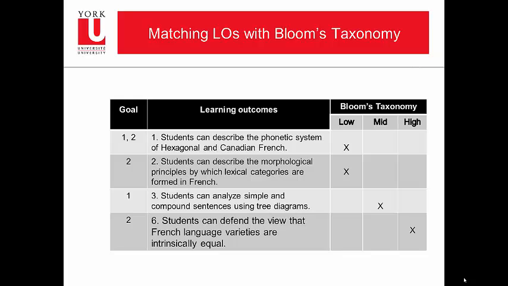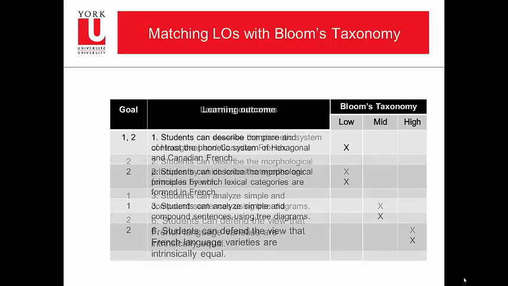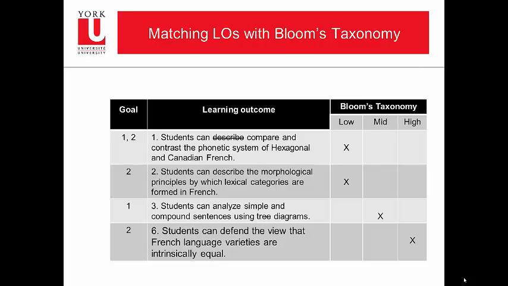This exercise helped me realize that some of my learning outcomes were setting low expectations, whereas my goal was to target mid and high levels of understanding. I had some at the low level. As a result, I changed, for example, the first learning outcomes slightly from describe to compare and contrast. In other words, from a low to a mid level of understanding. While this change may seem of little significance, it actually made a big difference later on when I designed my activities and assessment tasks.